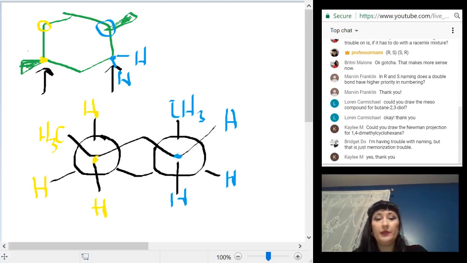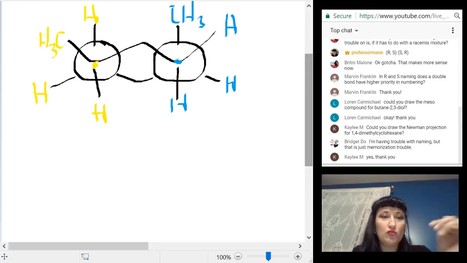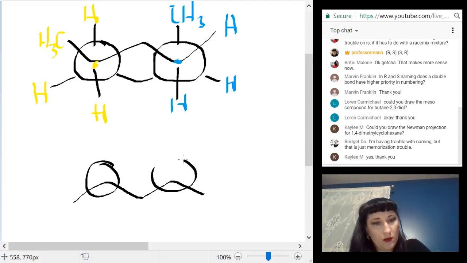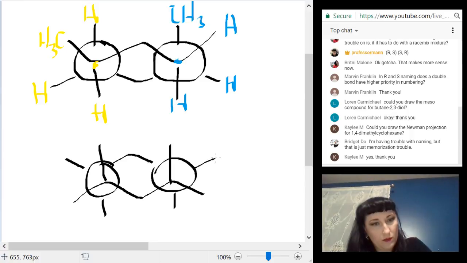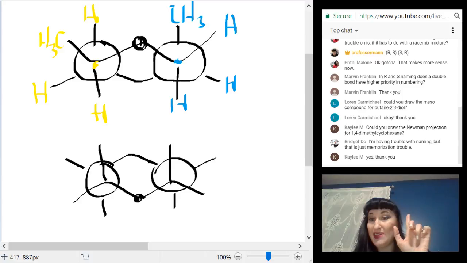Now, Kaylee, if you want to see how to flip that, you would basically just have to draw the opposite-looking Newman projection. So it would be one like this. Where, when you flip them, the one that points up is now pointing down, and the one that was pointing down is now pointing up.